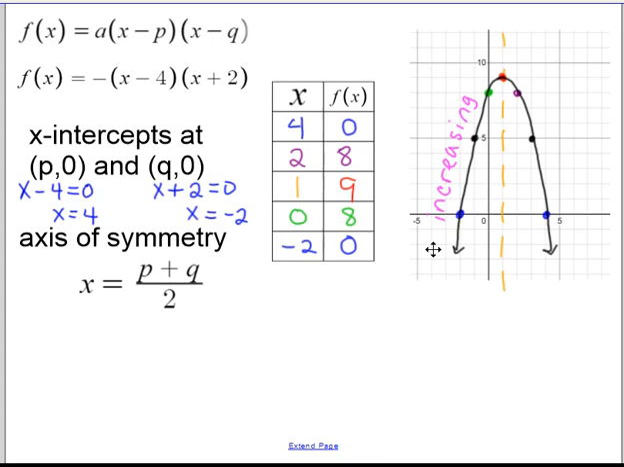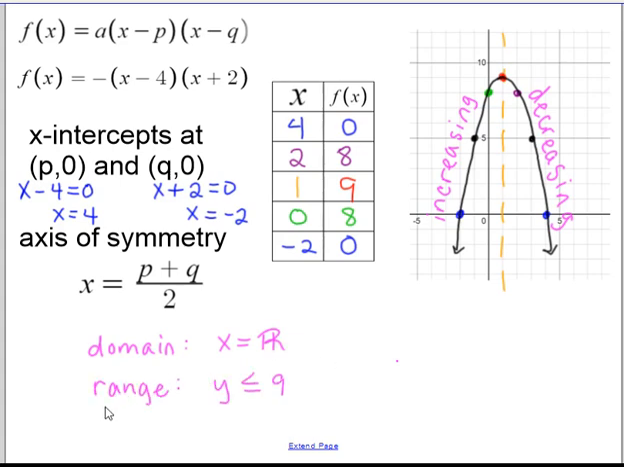And then I'm going to read that my parabola is increasing on the left side of the vertex, the left side of the axis of symmetry. And then it's decreasing on the right side of my axis of symmetry. Again, the domain for parabolas is x's, all real numbers. And the range, in this case, I see that my highest y value is 9, so I'm never going to be greater than 9. I'm always going to be lower than 9 for the y. So the range is y is less than or equal to 9.